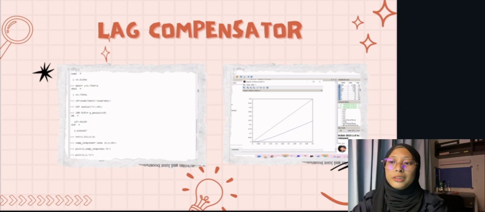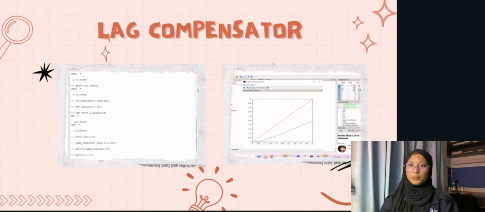And then we put the zero one decade below. We put the zero Z one decade below. And then we can find tau from the Z. And lastly, we need to rewrite the phase lag network based on the transfer function formula Gc(s).